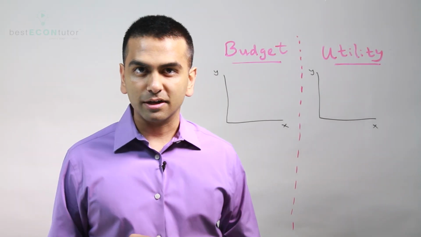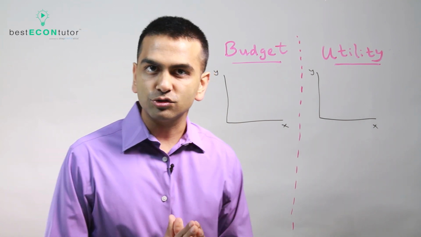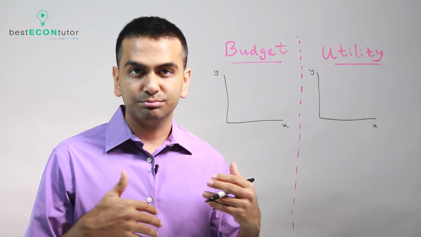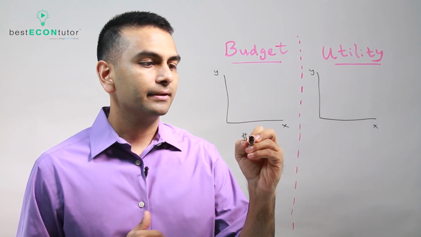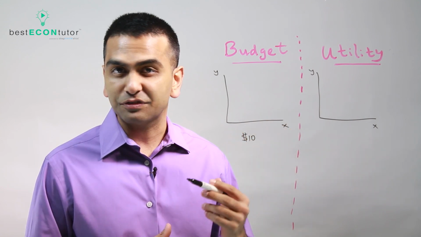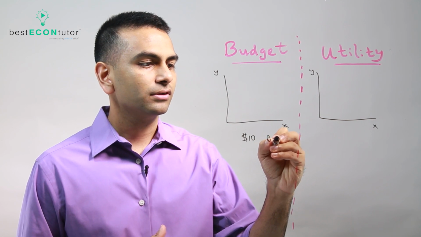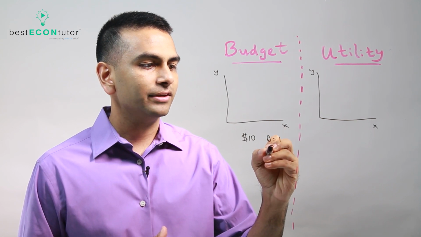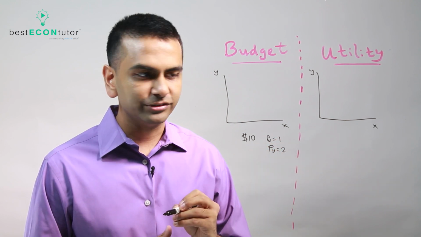So, let's talk about the budget constraint. Now, suppose you're in a situation where you have a $10 income and that you can buy good X or good Y, apples or oranges, for example.